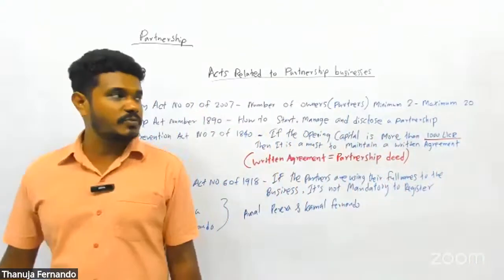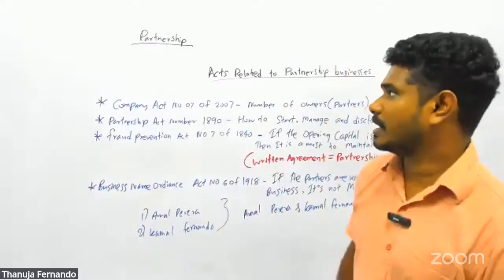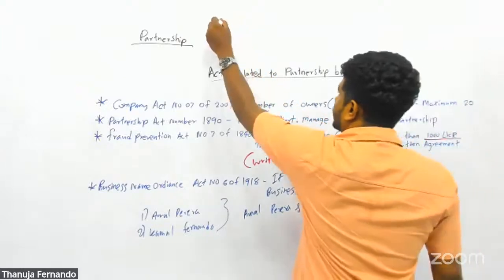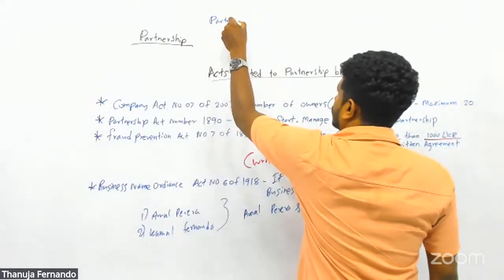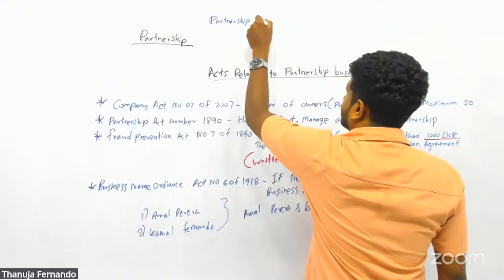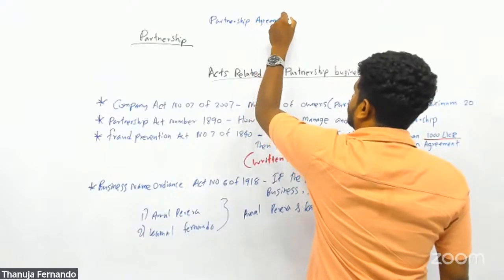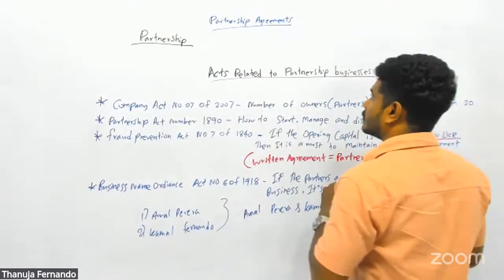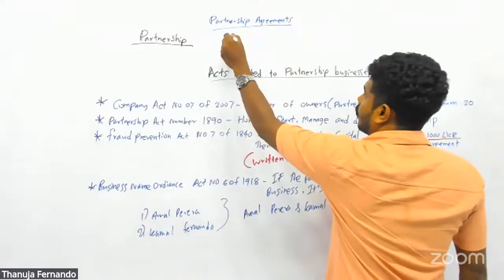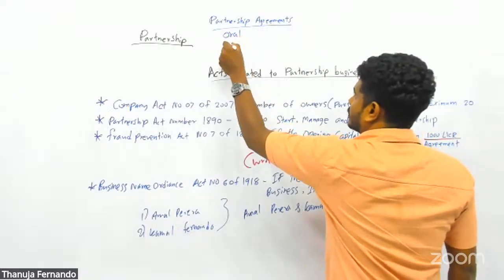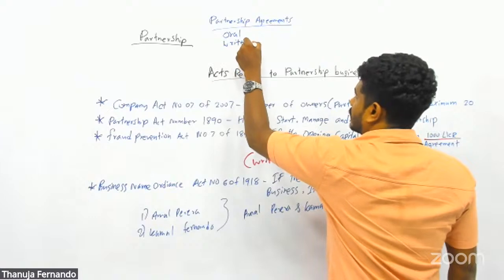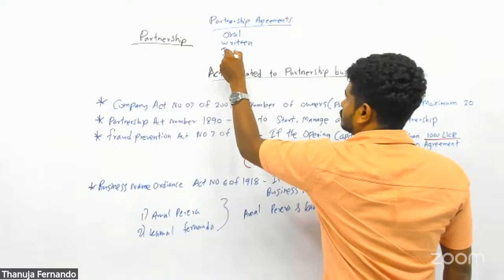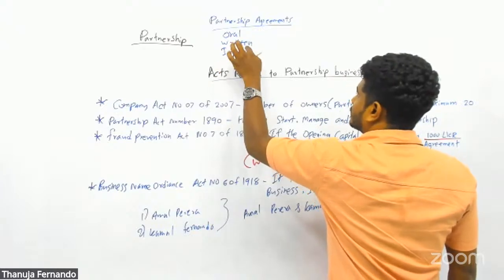So for those agreements, we can maintain partnership agreements in 3 ways, right? First one, oral, and the second one, written, and the third one, implied, right? But we can continue it orally.